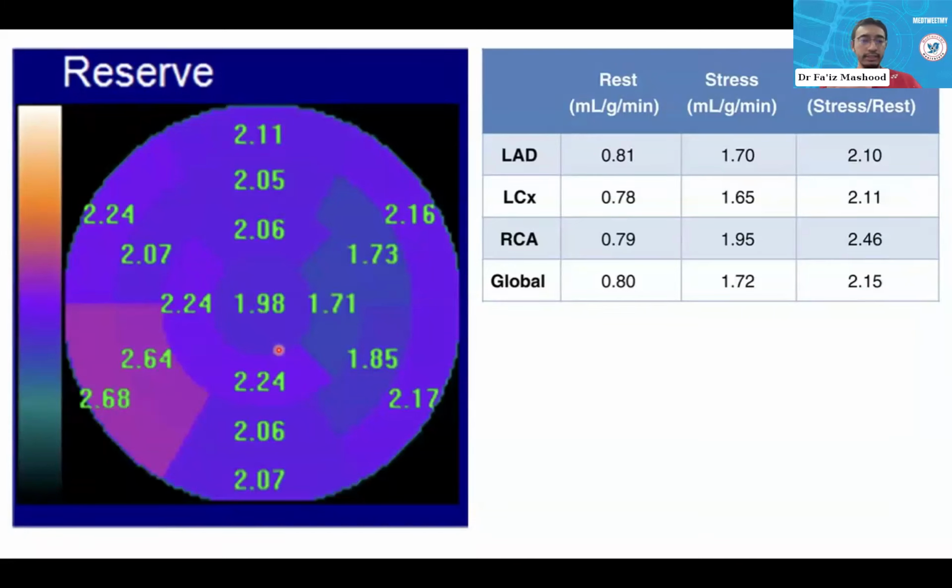So what are the quantitative assessments in PET scan? They can measure myocardial blood flow according to the segments you see. And the myocardial blood flow for each of the territory vessels is at rest and at stress. And then we have a MBFR, myocardial blood flow reserve, which is the ratio between these two. So the general idea is that anything more than 2 is considered normal, all right?